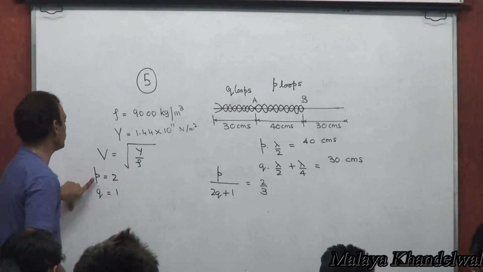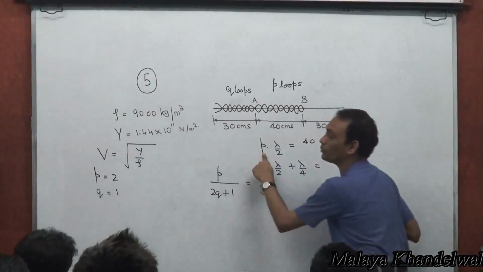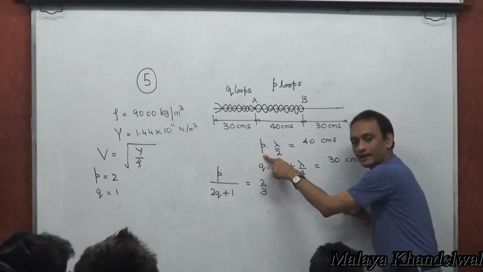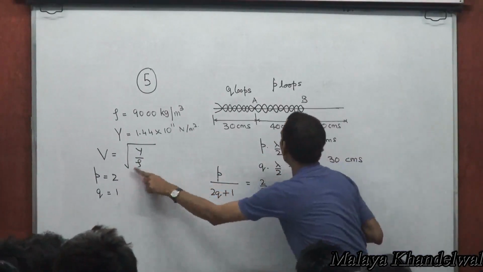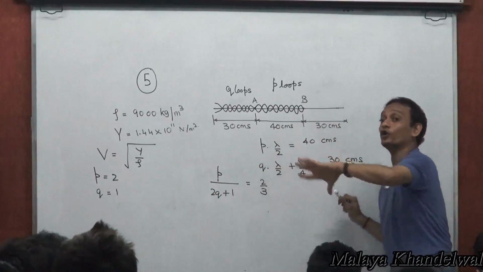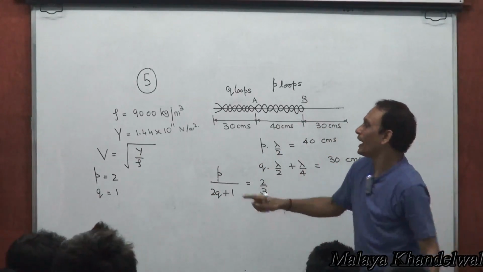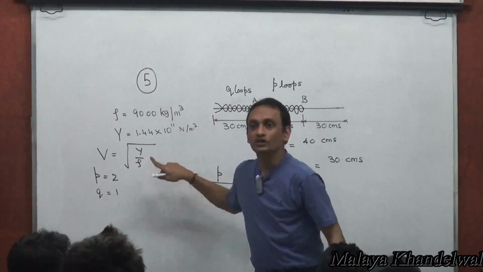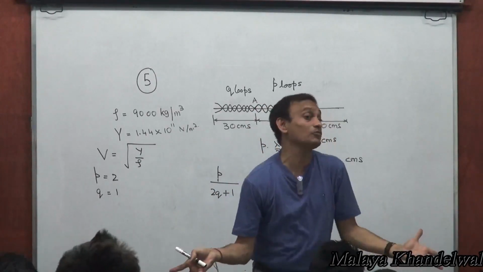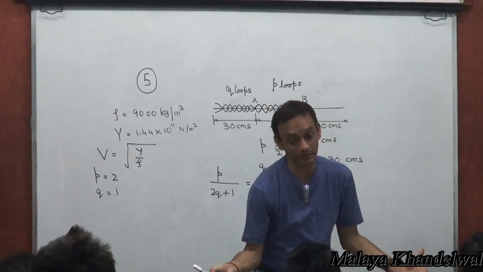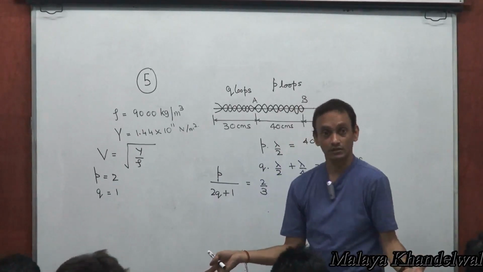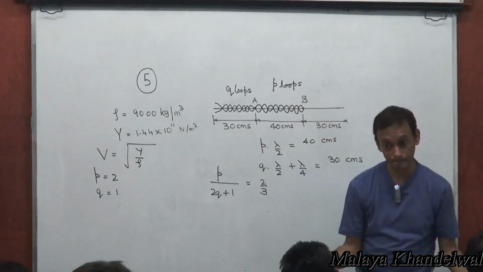Now, once I know P, say for example in the fundamental mode, I can plug in P equal to 2 and solve for lambda. So I know the lambda in the fundamental mode, I know the velocity of the wave anyway, so V by lambda will give me the fundamental frequency of vibration of the rod, right?